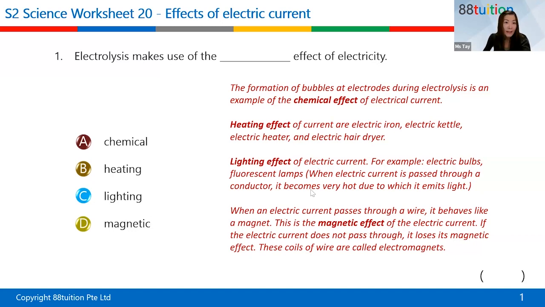So don't think that these are easy. Let's say you are being asked during the exam. You will need to explain how does the lighting effect come about? How does the heating effect come about? How does the magnetic effect come about? Magnetic effect is also something you've done in primary school. You agree? You created your own electromagnet also.